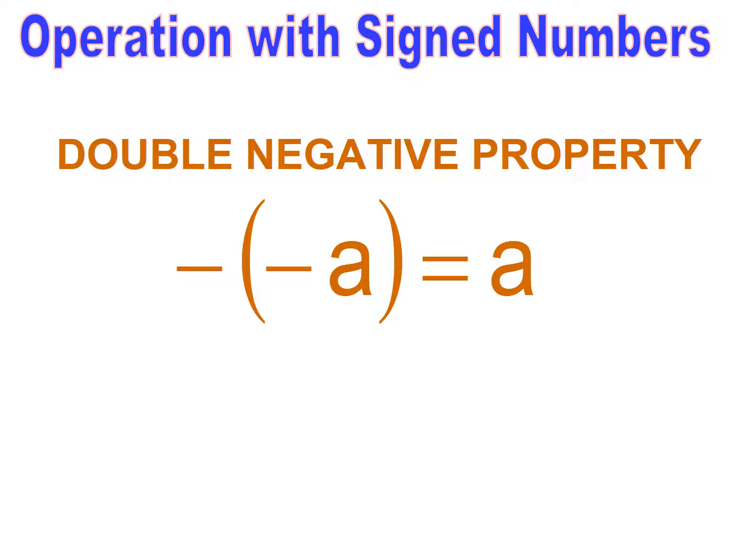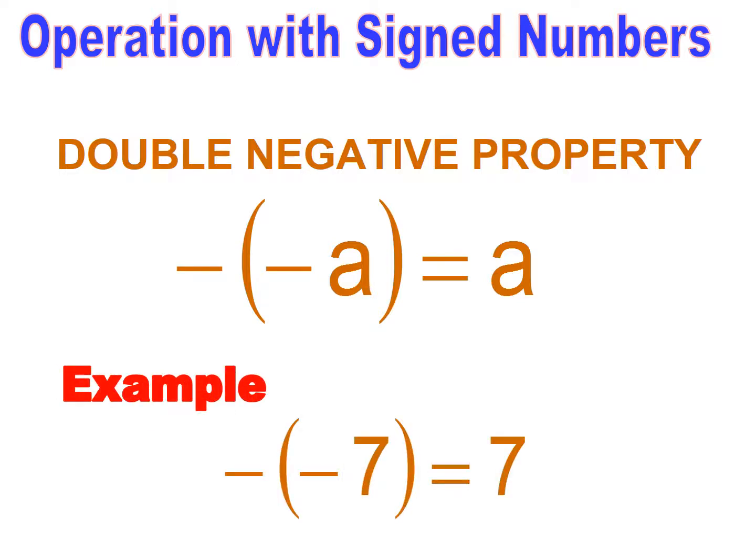The double negative property is when we have a negative of a negative number, it is a positive value. A negative sign means it's the opposite. So when we look at this, we're saying the opposite of a negative A will give us a positive A. And again, for a positive number, we do not include a sign with it. So if I had a negative negative 7, that means that it's a positive 7.